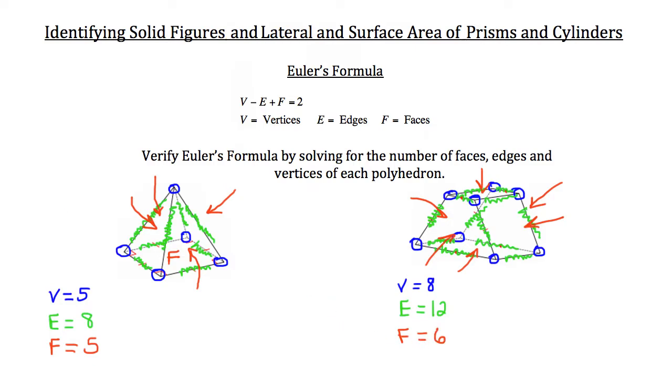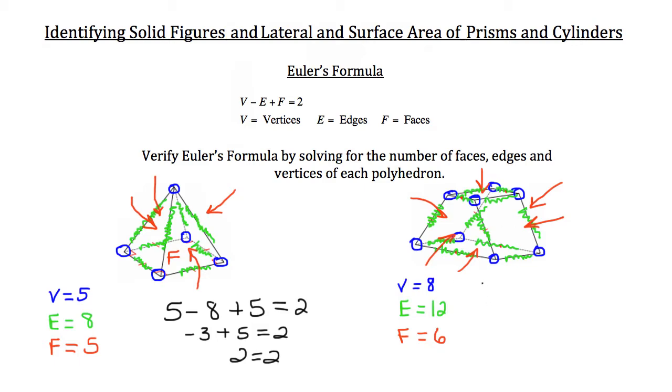So we want to use this formula, Euler's formula, to verify that we're dealing with prisms. So what I'm going to do is take V, the number of vertices, so in this case on the left with our pyramid we have 5, minus E, the number of edges, which is 8, plus F, the number of faces, should be equal to 2. So 5 minus 8 is negative 3, and negative 3 plus 5 is positive 2. So 2 equals 2, we know that we're dealing with an actual prism here on the left.